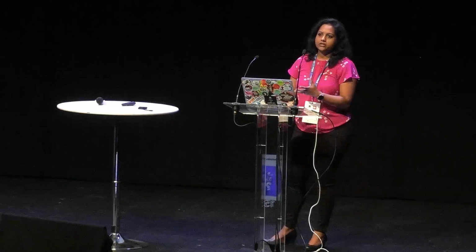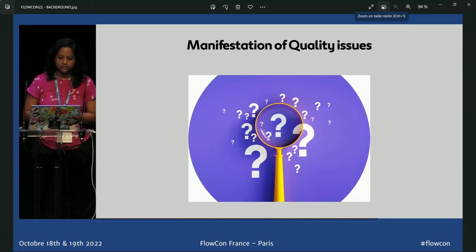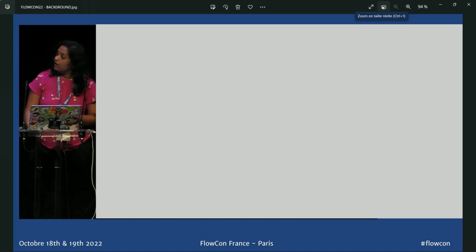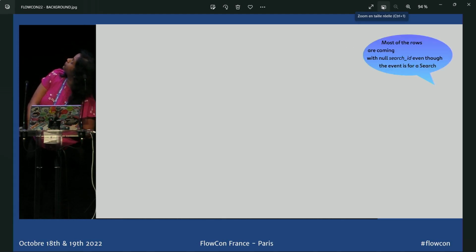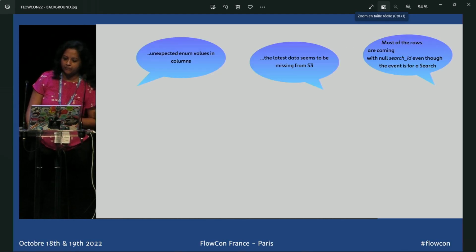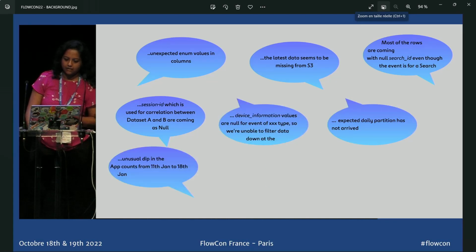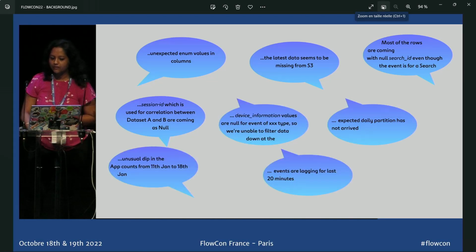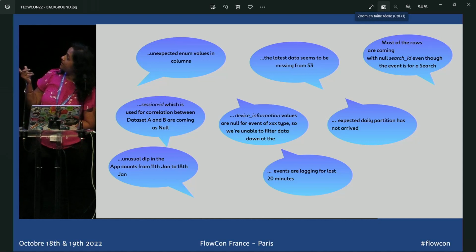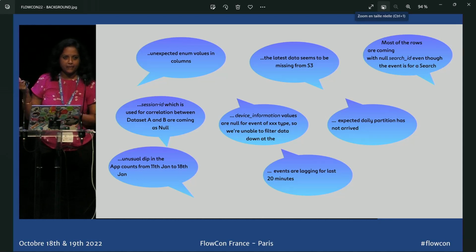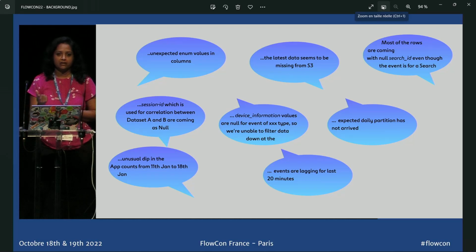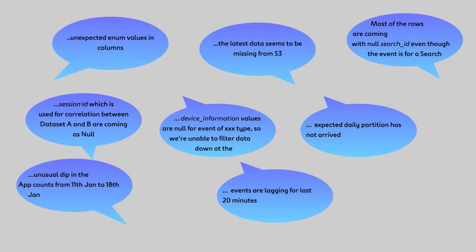How do these quality issues typically tend to manifest? Let's see a few examples which I grabbed from our production systems, and which usually pop up in our support channel. I don't know if it's visible enough. I'll just rush through these. If you can't see them, these are some of the issues that have come up, particularly in our clickstream data, which is captured.